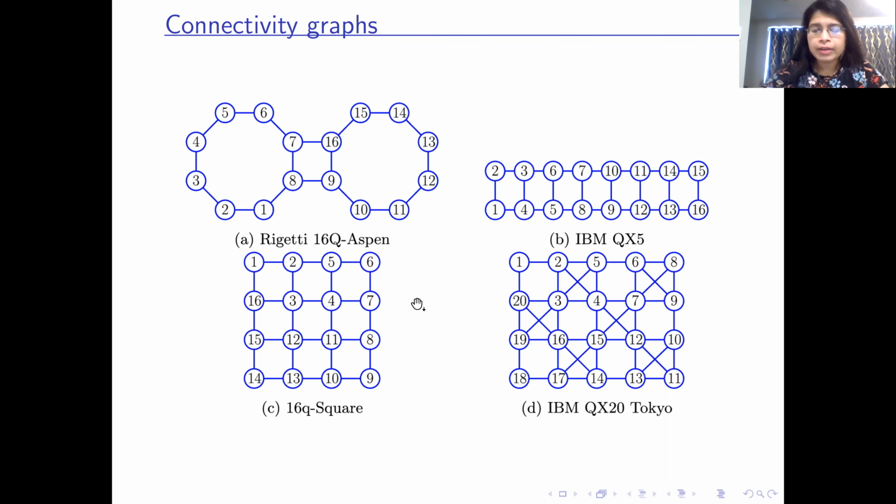These are the connectivity graphs of some of the architectures that we have considered: Rigetti 16Q Aspen, IBM QX5, QX20, 16-qubit square.